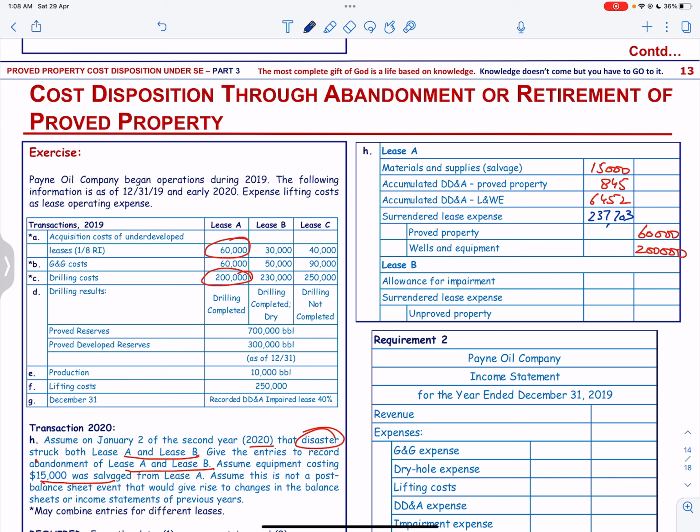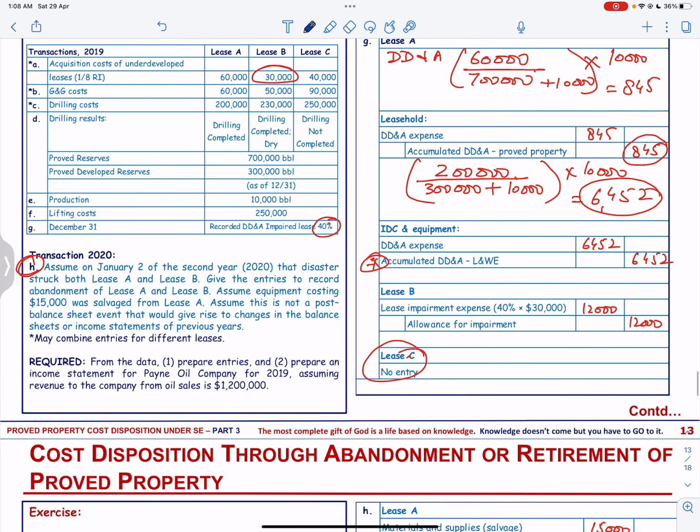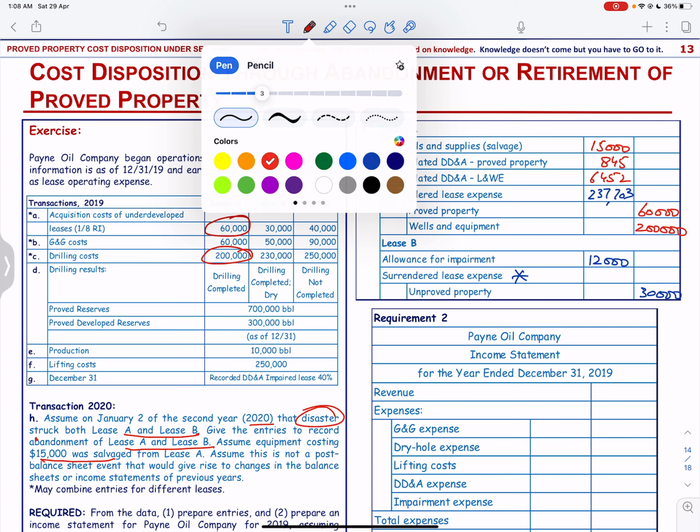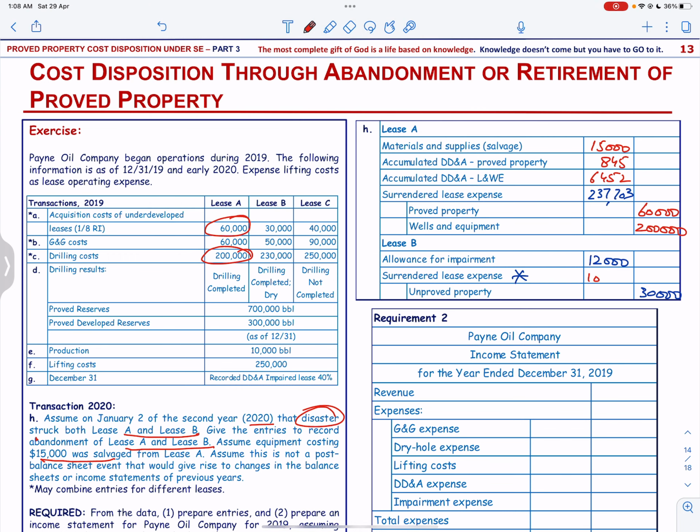Next we go for lease B. Lease B was dry, and there will be an allowance again. If you can remember, it was 12,000. Allowance was 12,000. So allowance is going to be debit now by 12,000, and there is an unproved property of 30,000, and the balance is going to be allocated to surrendered lease expense, and this is going to be 18,000.